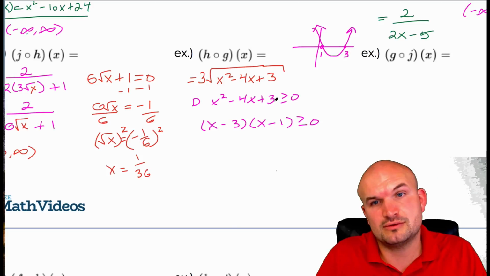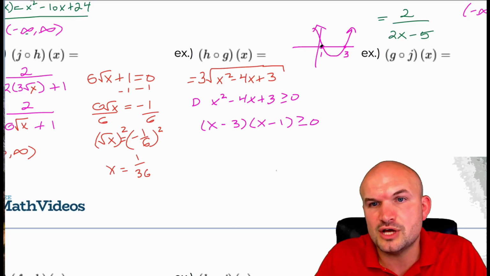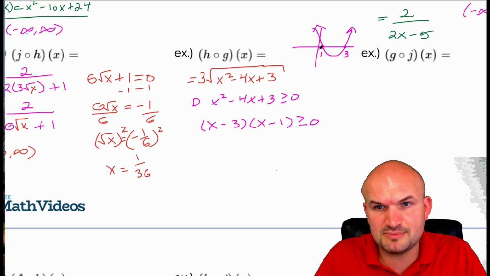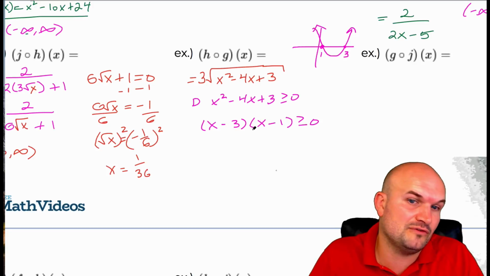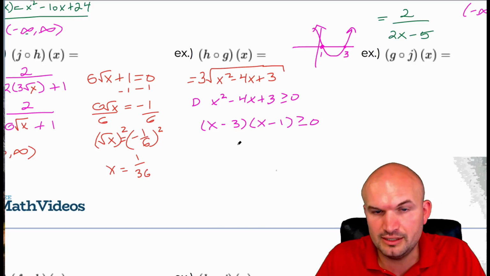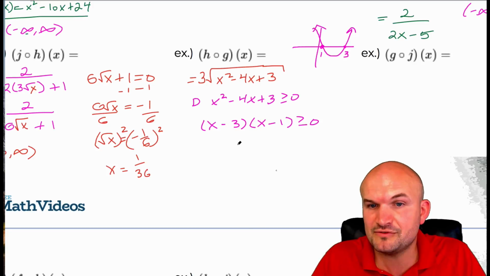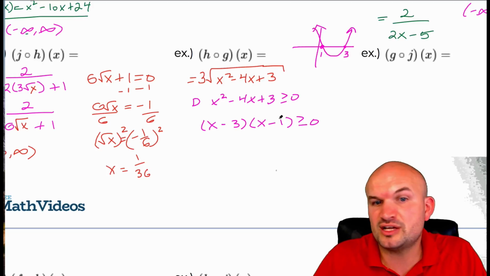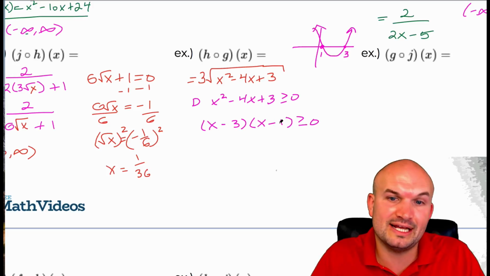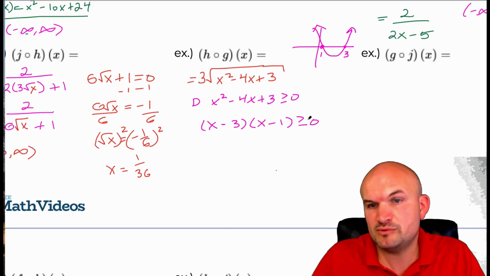well, let's go and double check. Let's make sure that works. So let's plug in 0. If I plug in 0 here, I get negative 3 times 0 minus 1, that's negative 1. Negative 3 times negative 1 is going to be, obviously, positive 3, which is greater than 0. Then let's pick another number like 4. If I plug in 4, I have 4 minus 3 is 1. 4 minus 1 is 3. So I'd have 1 times 3, which is greater than 0.